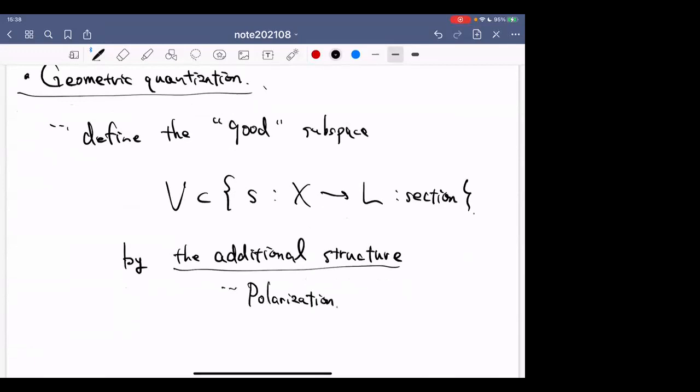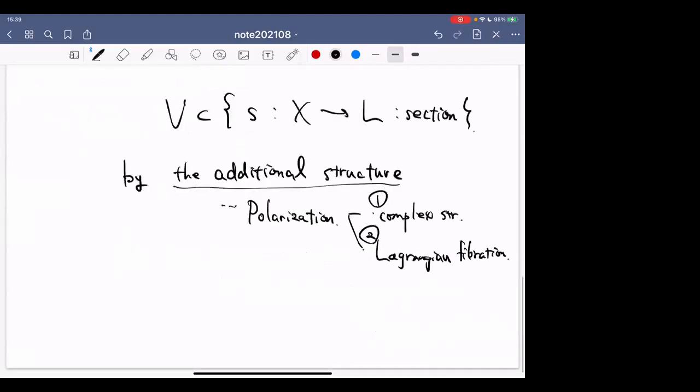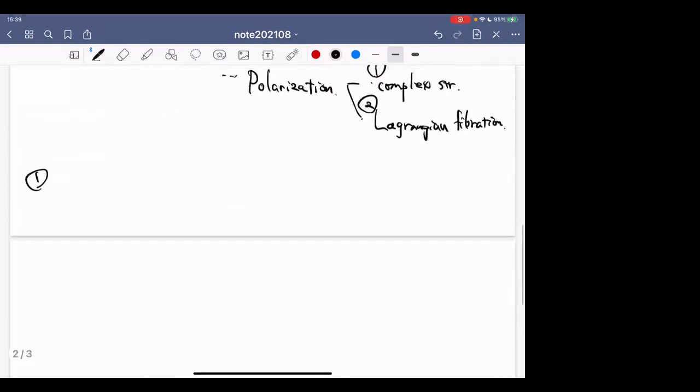And in this talk, I consider two types of polarization. One is the polarization that comes from a complex structure. And the second one comes from a Lagrangian fibration. So I'd like to explain these two types of additional structure. The first structure is the complex structure.